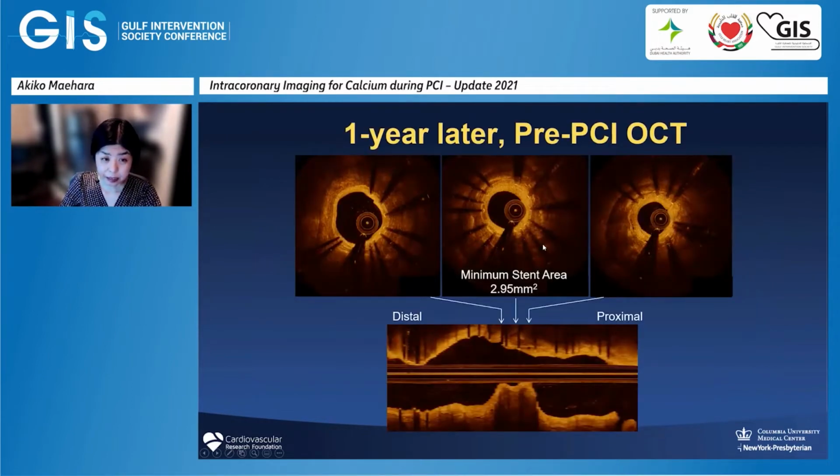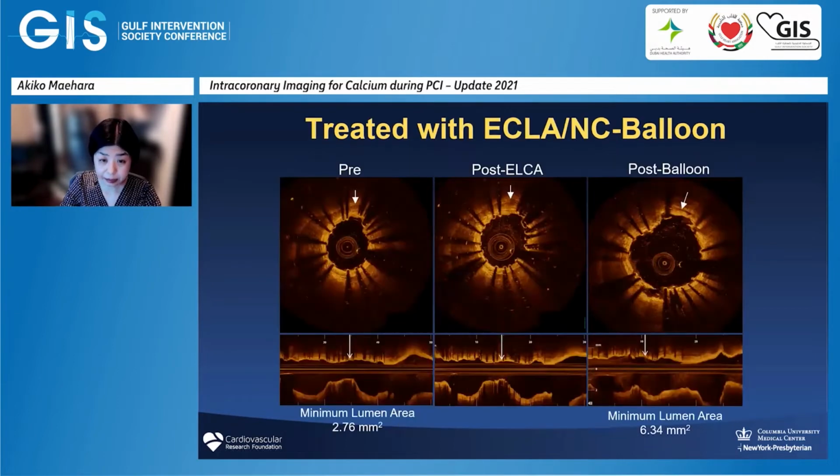This patient suffered in-stent stenosis, and then one year later, we performed OCT for the first time, and we recognized a very under-expanded stent due to the circumferential calcium behind it. That's exactly what we see by angio. At this point, we performed laser and then a non-compliant balloon. Afterwards, you can see the nice calcium fracture behind the stent, making good stent expansion.